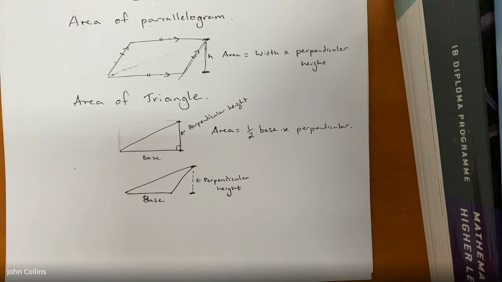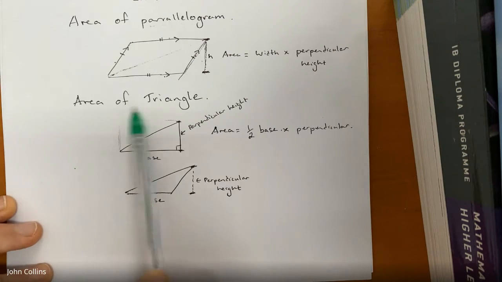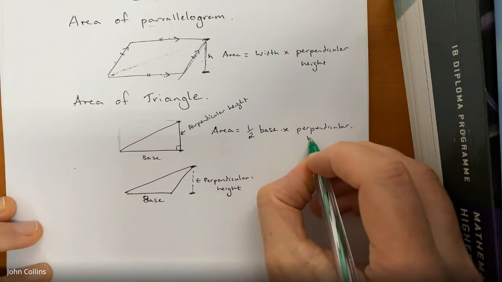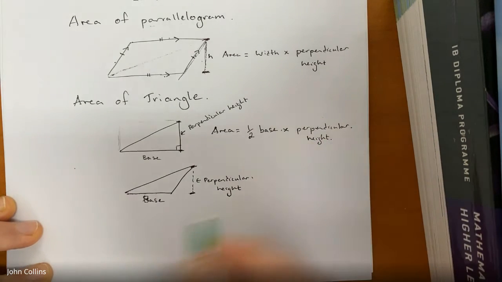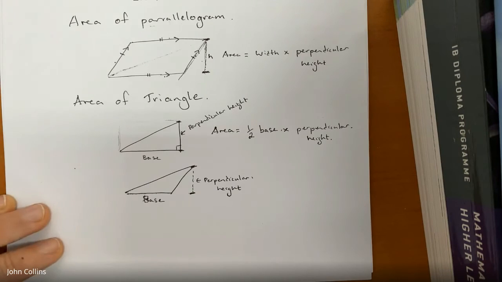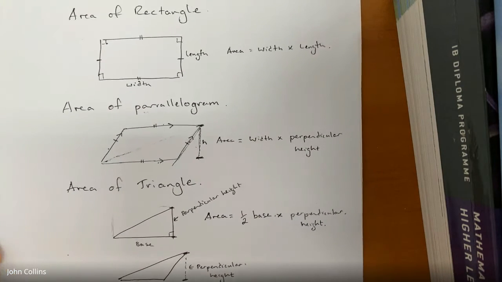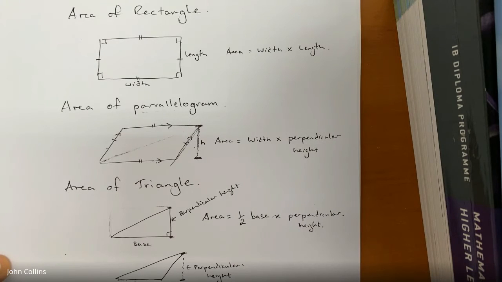I'll just give everybody another 20 seconds or so to complete their note on this page. So just to review as you complete, the area of a triangle is half the base by the perpendicular height. I never wrote in height. Half the base by the perpendicular height is a straight up height. The area of a parallelogram is its width by the perpendicular height. And the area of a rectangle is width times length, or length times width. Doesn't matter which you write first.